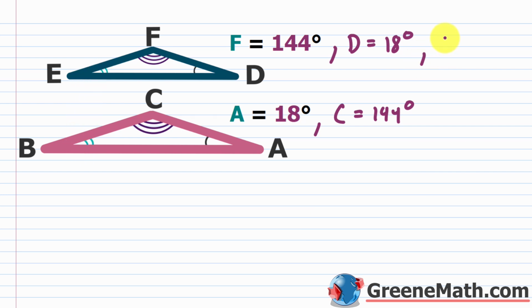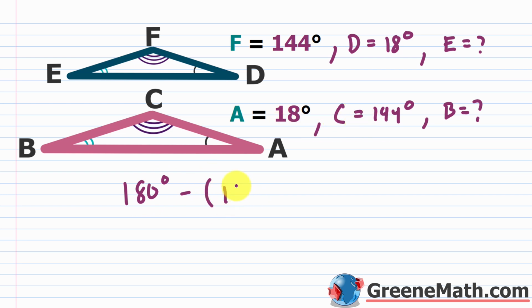So let me fill out this guy right here. I'll just put E and I'll put a question mark. And for this one, I'll put B and put a question mark. Now, how can we figure this out? Well, remember, when we think about the sum of the measures of the angles of any triangle, it's going to be 180 degrees. So what I could do is take 180 degrees and subtract away the sum.